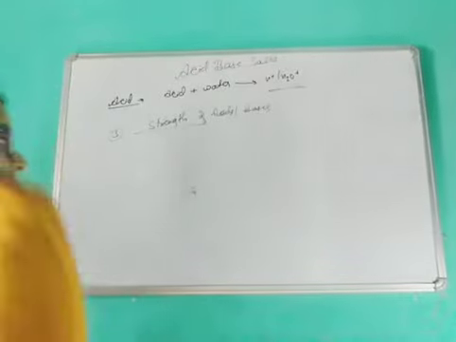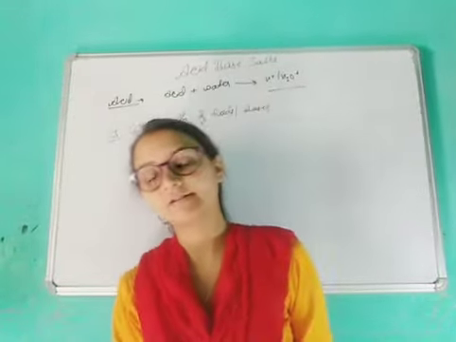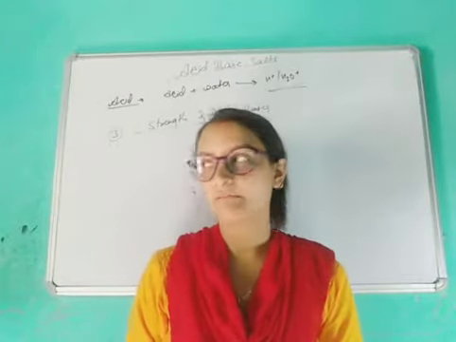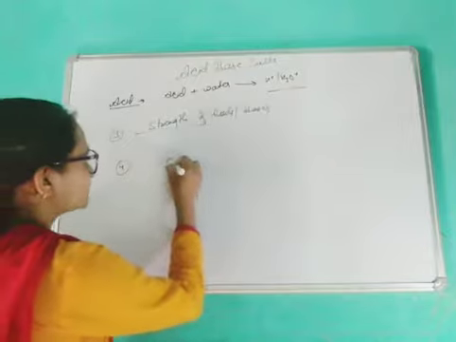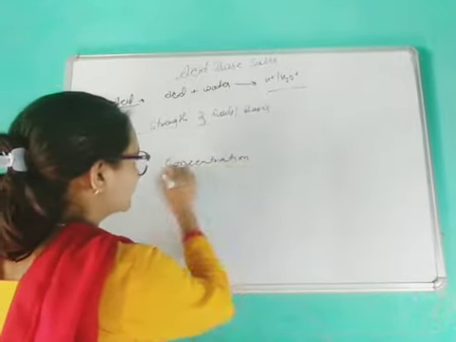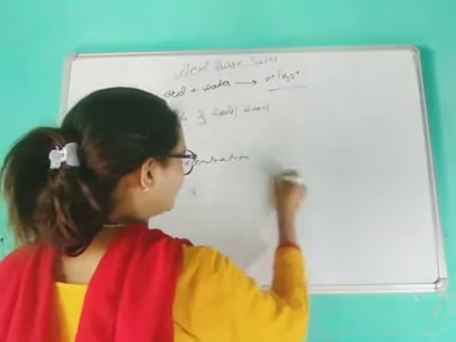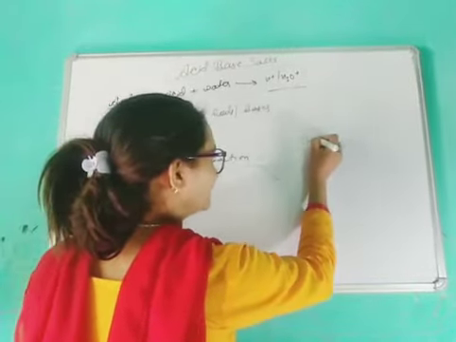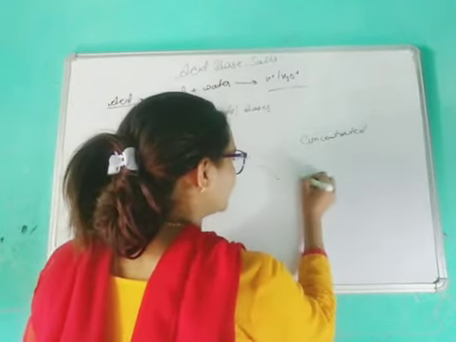So this is strength of acids and bases. According to this, you can define strong acids or weak acids, strong base and weak base. Another thing is according to concentration. On the basis of concentration, there are two types of acids. First one is concentrated and next is diluted.